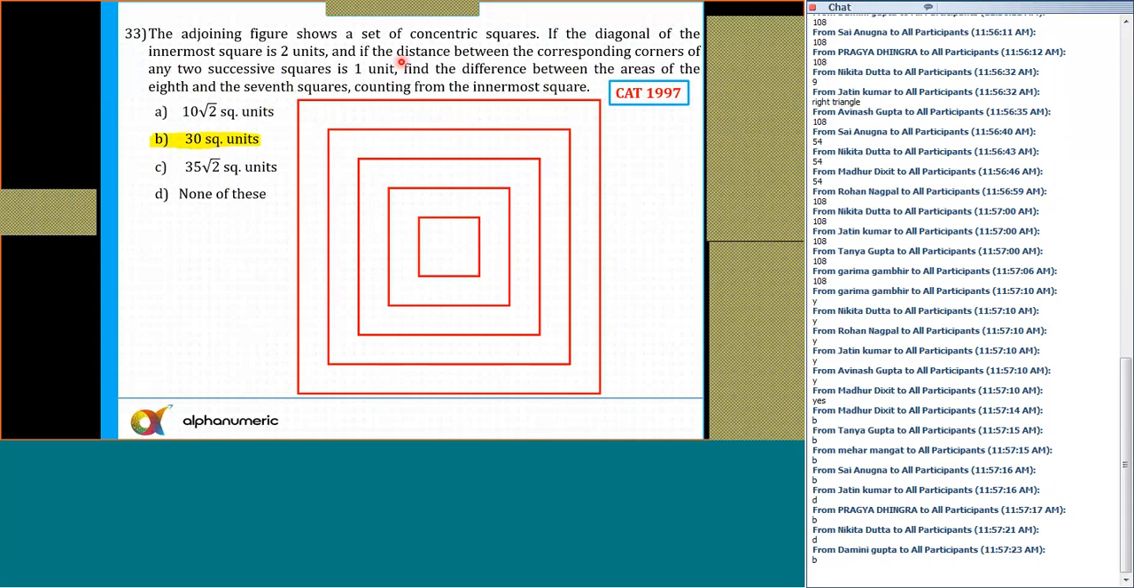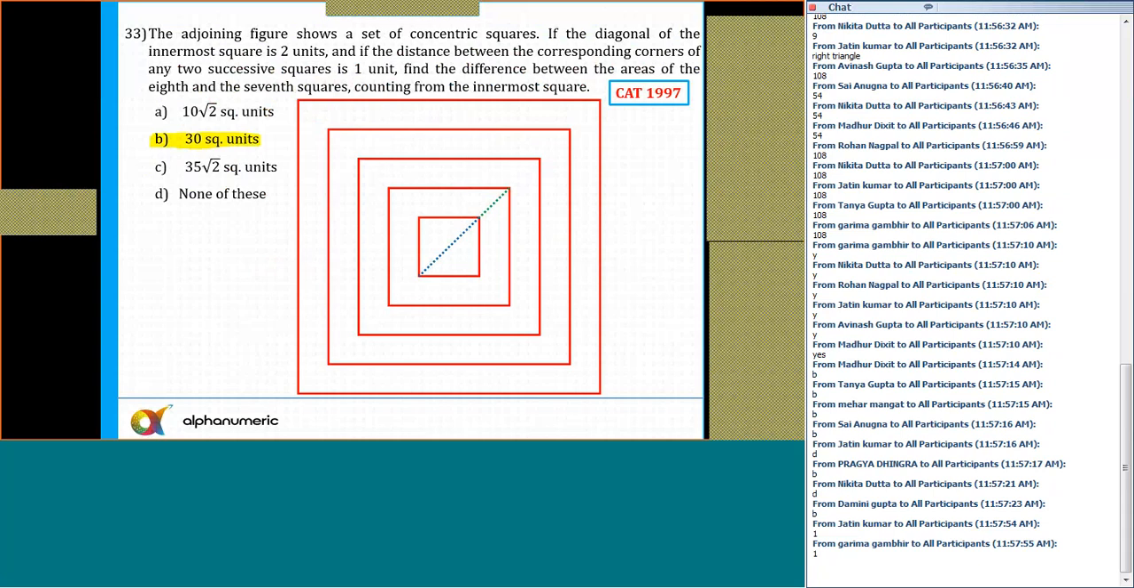Let's see here. The adjoining figure shows a set of concentric squares. If the diagonal of the innermost square, this blue line, is 2 units, and if the distance between the corresponding corners of any two successive squares is 1 unit, so I am saying this green line, that is equal to 1 unit. So the diagonal is equal to 2 units, and this green line is also 1 unit.